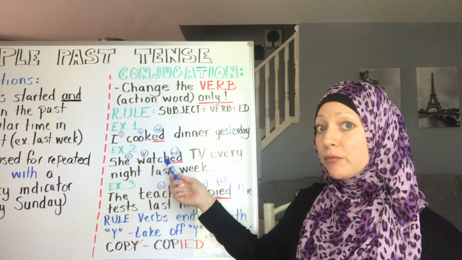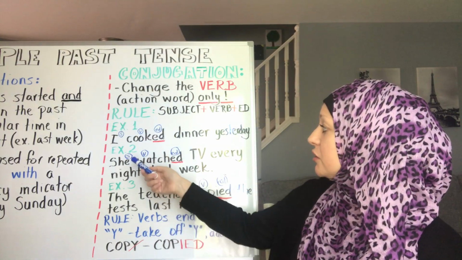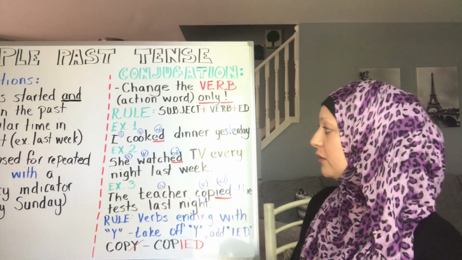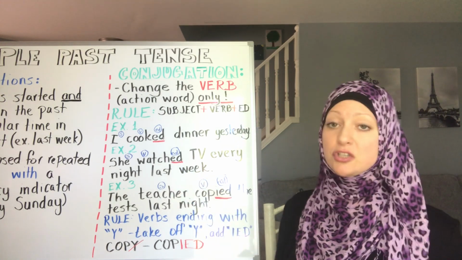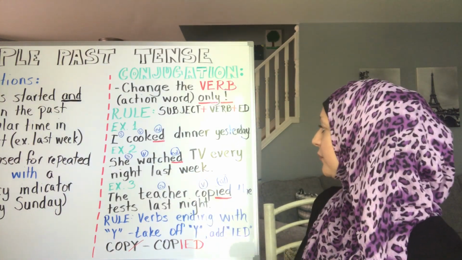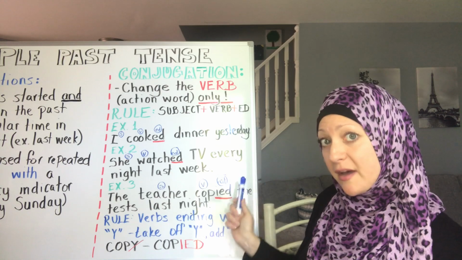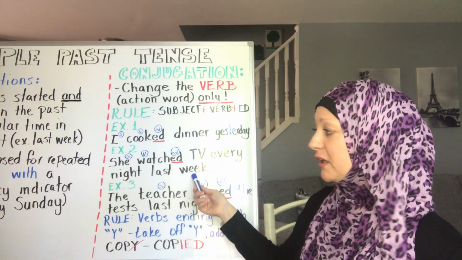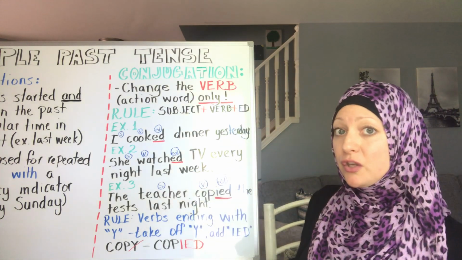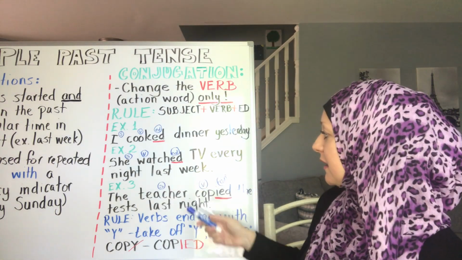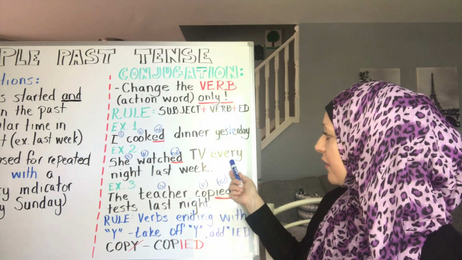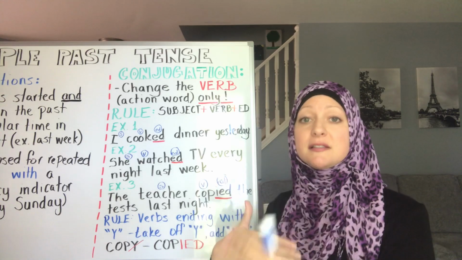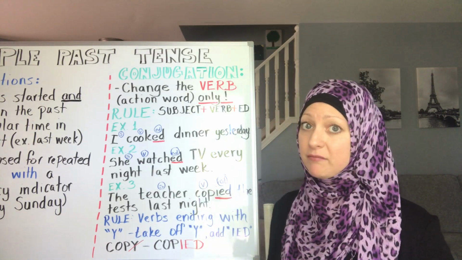Does it go along with our rules? Let's check. She watched TV every night last week. First of all, we changed the verb to watched and added an ed. We have a particular time, every night, last week. Also, you have a frequency indicator, meaning every night. How often? Every single night she watched TV.